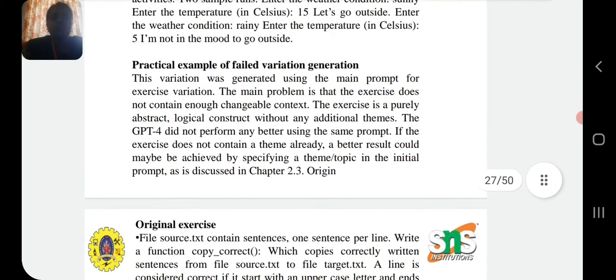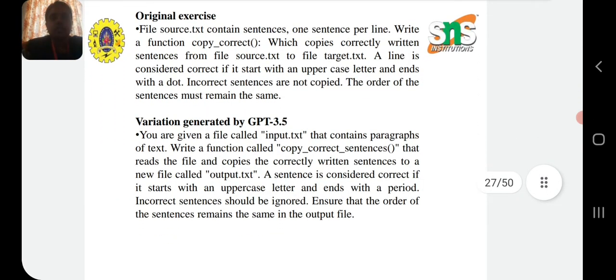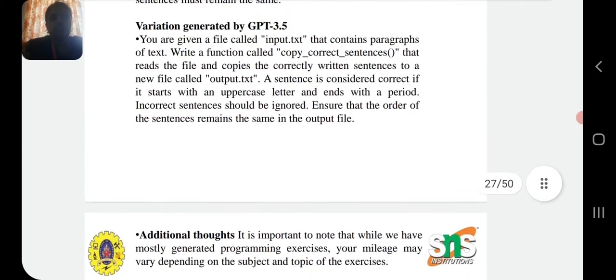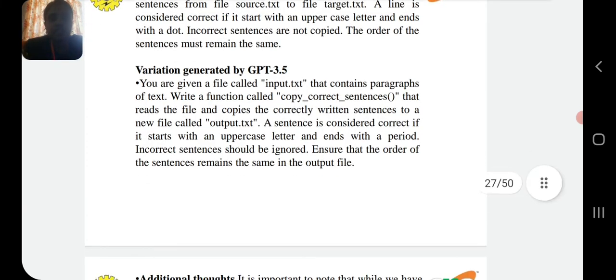Now a practical example of failed variation generation. The original exercise: a file source text contains sentences, one sentence per line. Write a function copy_write which copies correctly written sentences from file source text to file target text. A line is considered correct if it starts with an uppercase letter and ends with a dot. The variation generated by ChatGPT: you are given a file called input text, and all the correctly written lines are copied and the output will exist.